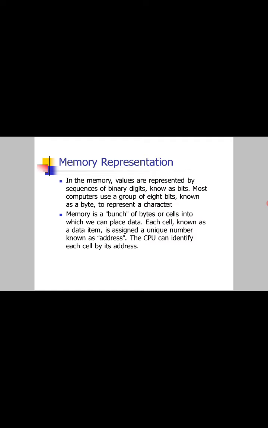Binary form, or binary numbers, are a combination of zeros and ones. For example, the ASCII code for the alphabet capital A is 65. It is converted into some binary code or binary form, in the form of 1001, like that.